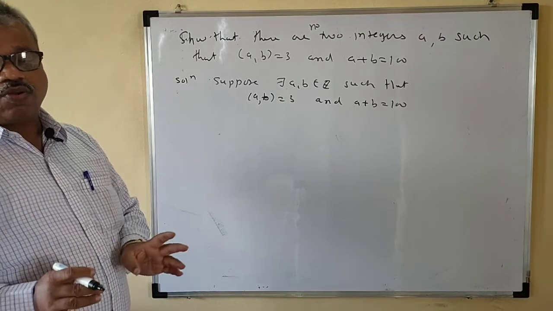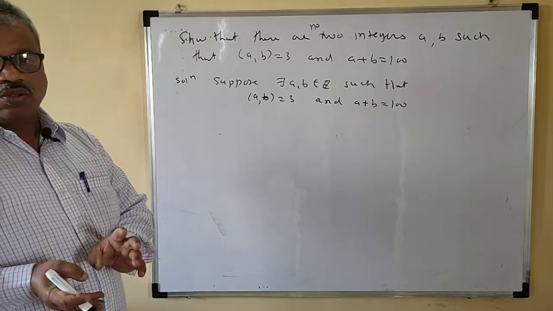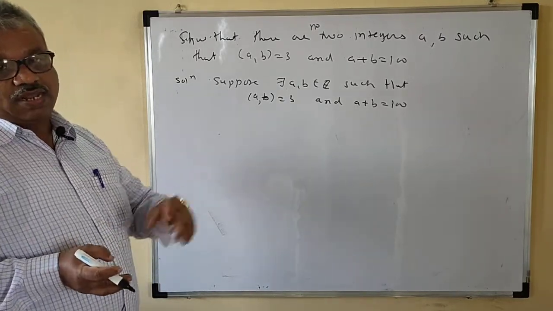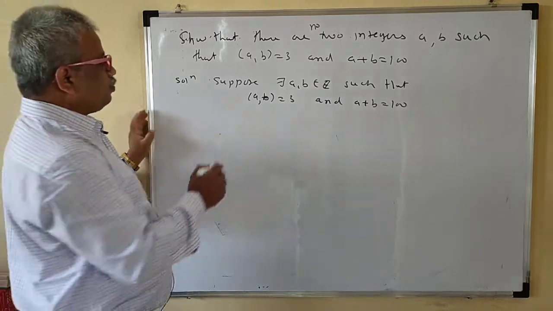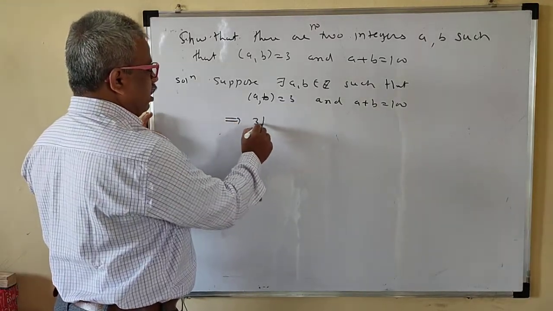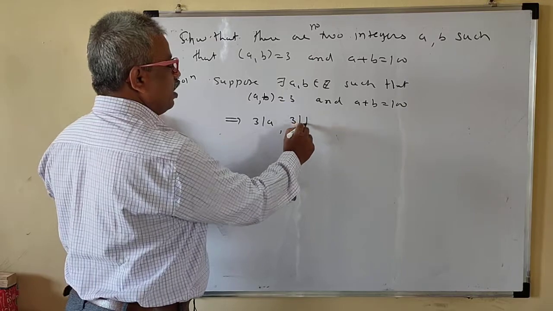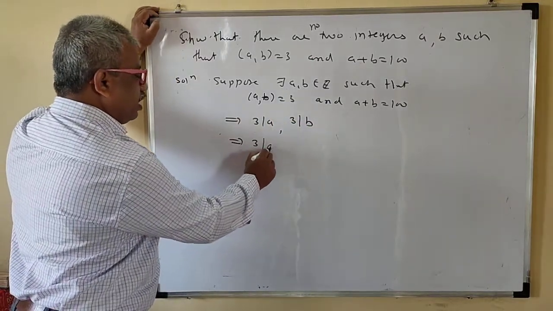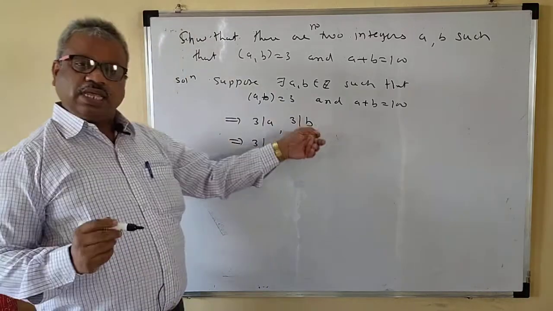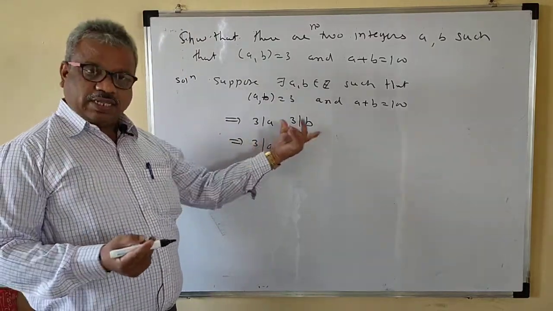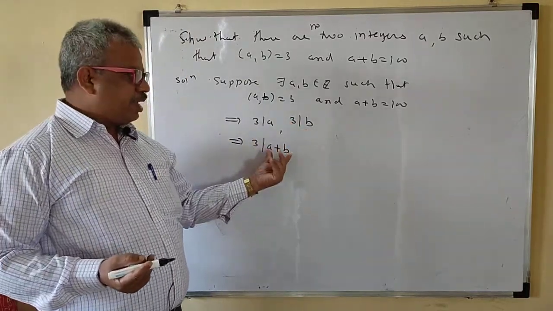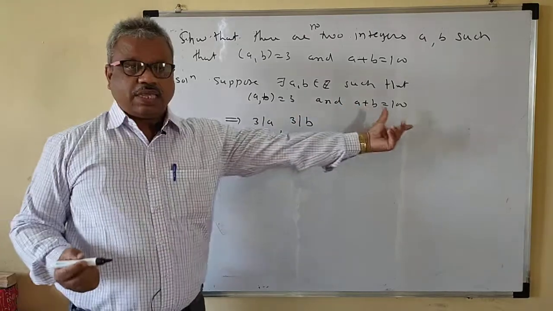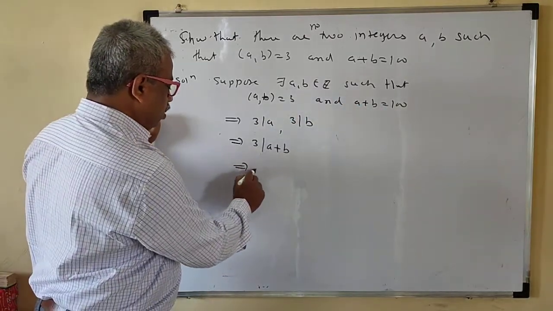We must get a contradiction somewhere, a result that we know is wrong. So what does this imply? 3 divides a and 3 divides b. So this implies that 3 divides a plus b, because 3 divides a and 3 divides b, so 3 divides the linear combination of a and b. But what is a plus b? It's 100.